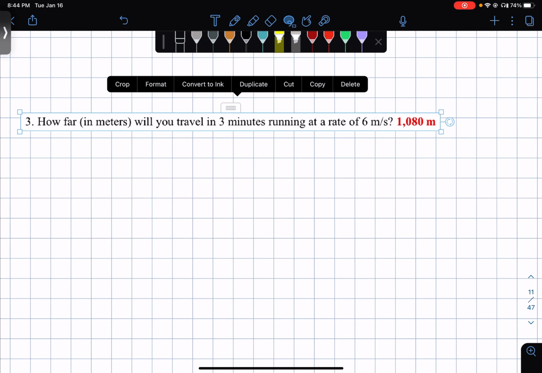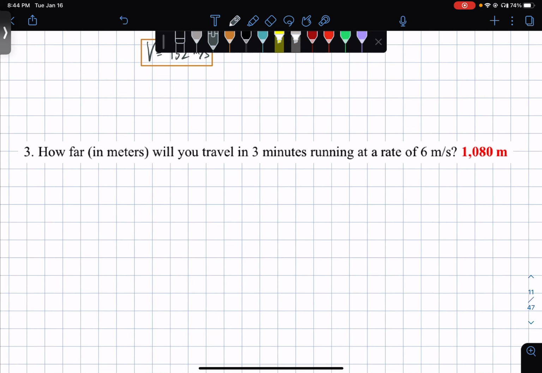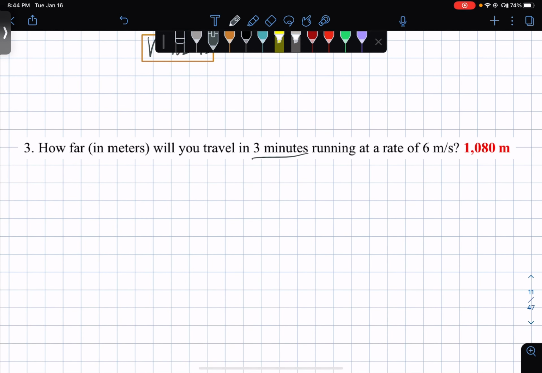Okay, we have number 3. How far in meters will you travel in 3 minutes at a running rate of 6 meters per second? In this case, we're looking for distance in meters. What I said a while ago was timely. We have to convert anything that's not second as for the time. So 3 minutes, 1 minute is equivalent to 60 seconds. So 3 minutes, what does that equal to? 3 times 60, that's 180 seconds. Why do we have to convert to seconds? Well, we're given a rate with a unit meter per second.